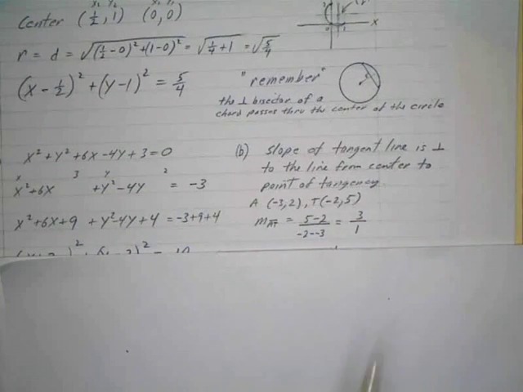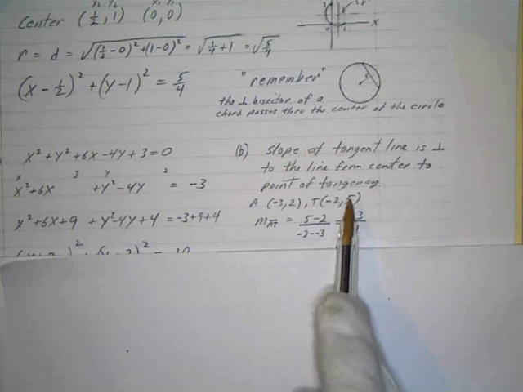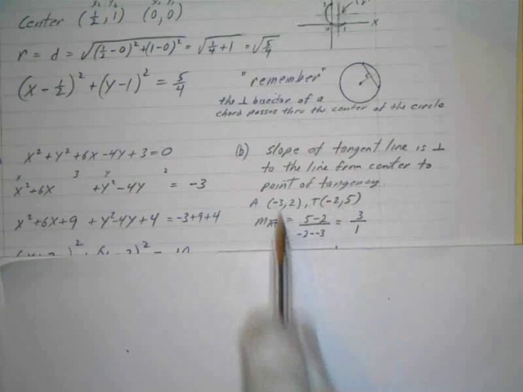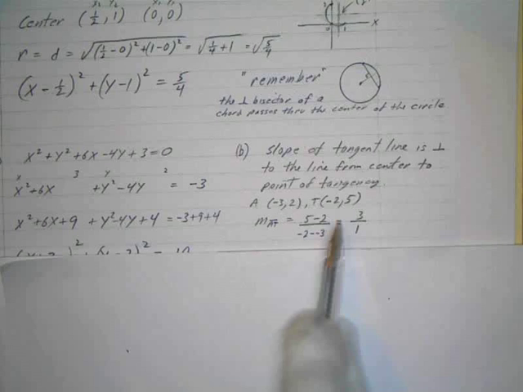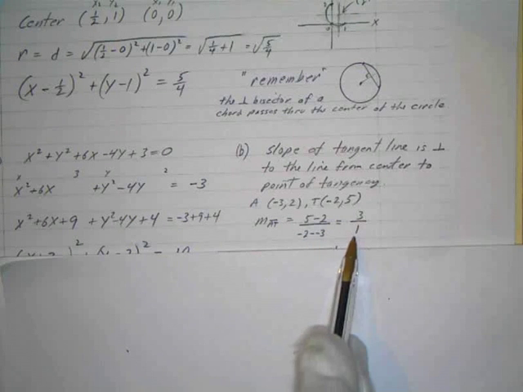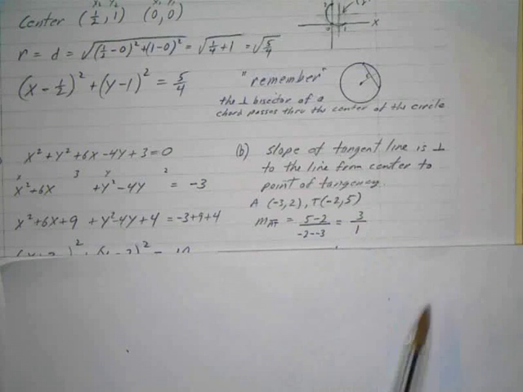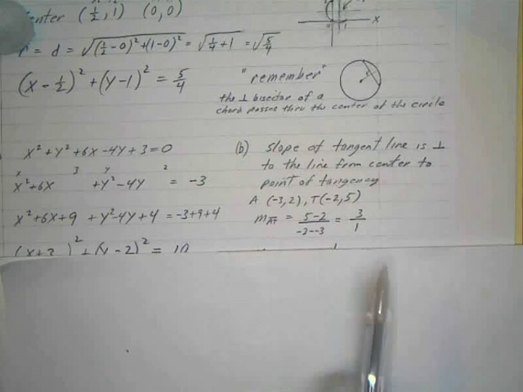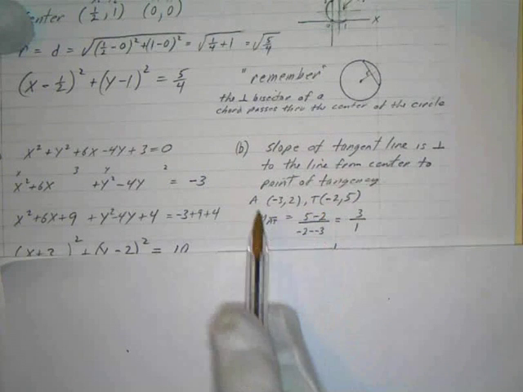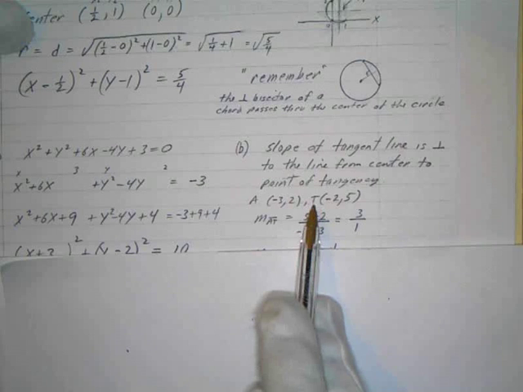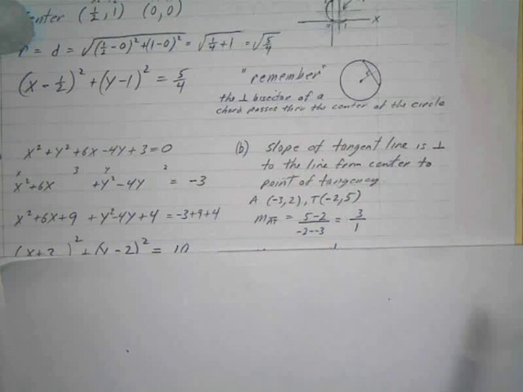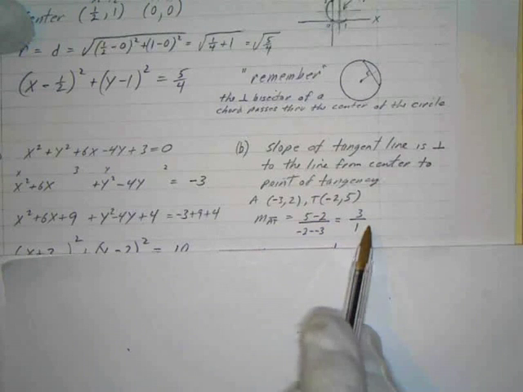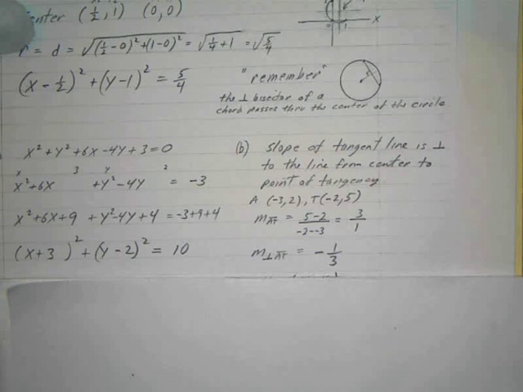So we just use our slope formula, and I could call this y2 and this y1. So 5 minus 2 over negative 2 minus negative 3, which is 3 over negative 2 plus 3, which is 1, so just 3. So that's going to be the slope of the segment from the center of the circle to the point of tangency. Then what I can do is take the negative reciprocal of that to find the actual slope of the tangent line, because I know that this line is going to be perpendicular to the tangent line.